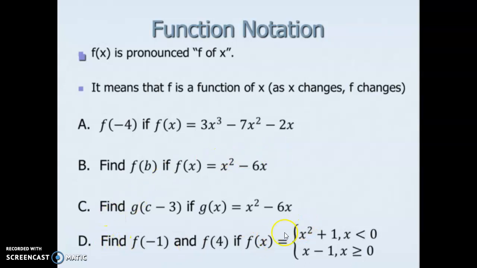D is a piecewise function, so you're going to do f of -1 first, and that's my x value, so that would fall into where -1 is less than 0, so I'm going to use this top function. -1 squared is 1, plus 1 is 2, so f of -1 is 2. F of 4 falls into a number that's greater than or equal to 0, so I'm going to use my 4 right here. 4 minus 1 is 3, so f of 4 is 3.